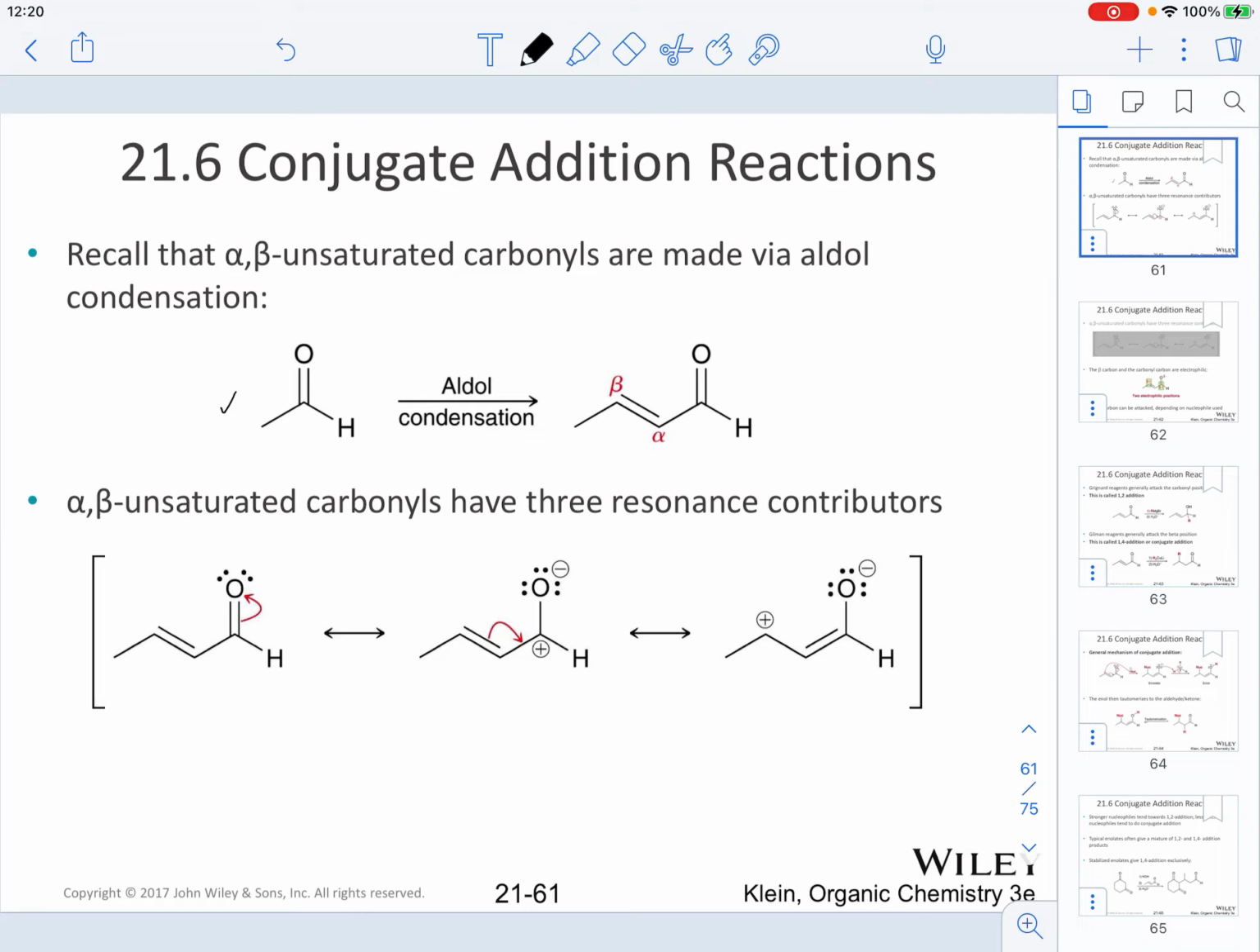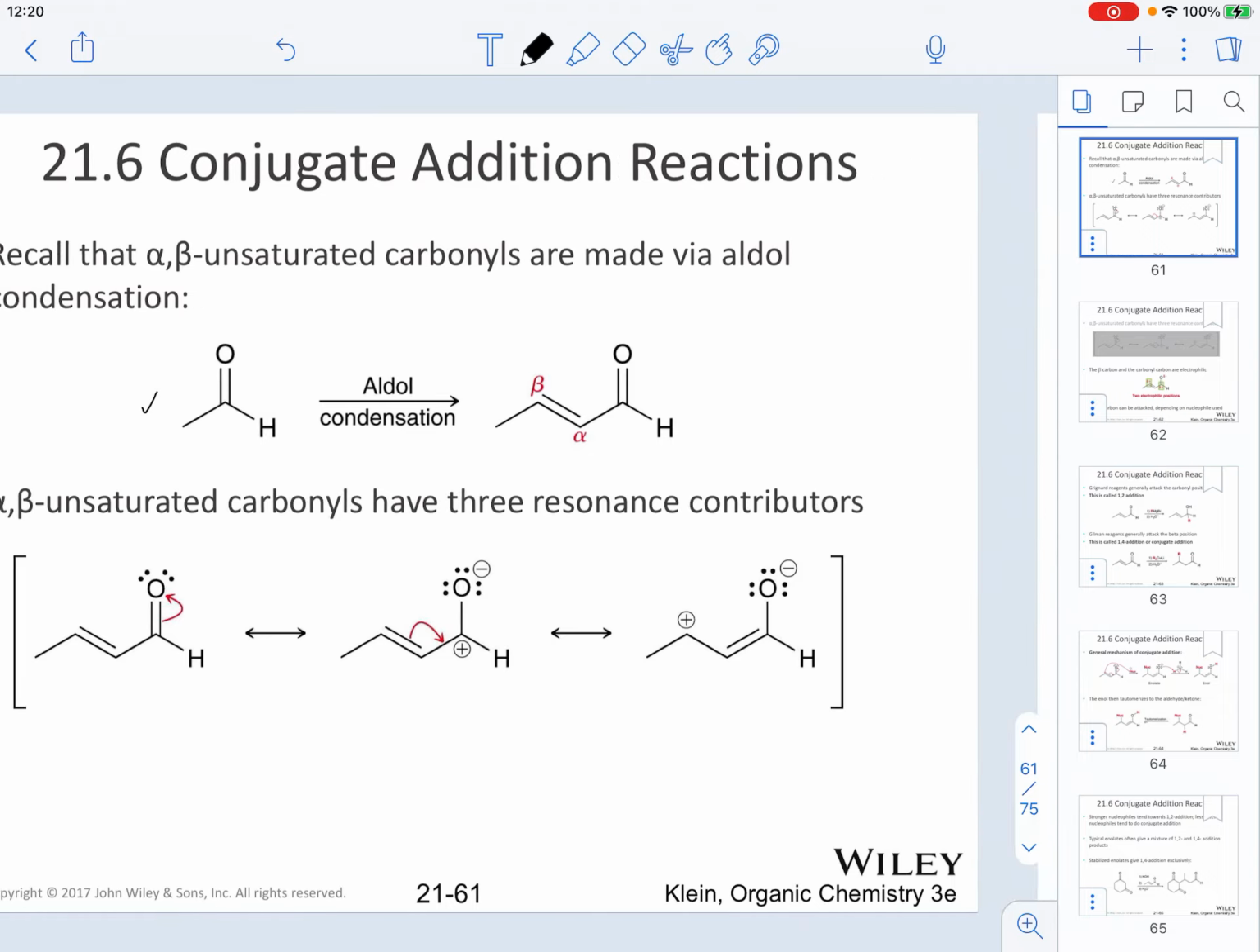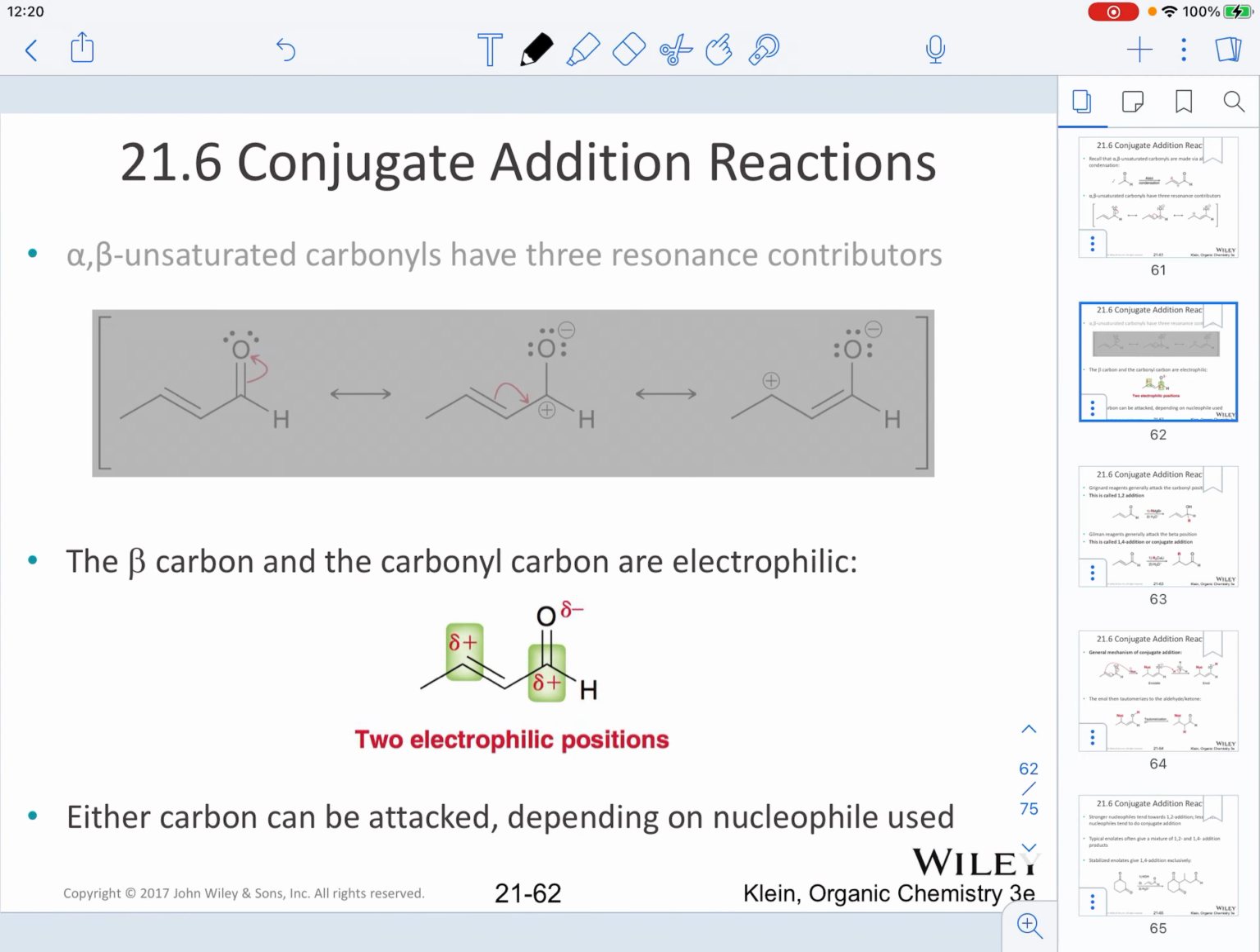Now, understand that this alpha-beta unsaturated carbonyl has 3 resonance contributors, and they are outlined at the bottom of the slide. So, overall, as you can see in the gray box shaded on the top of the slide, the 3 different resonance contributors to the alpha-beta unsaturated carbonyl show that there are going to be several positions where we have a partial positive side along with some partial negative charges.